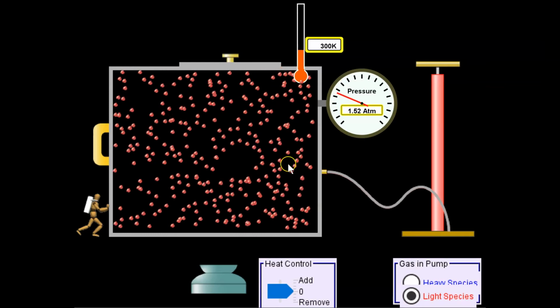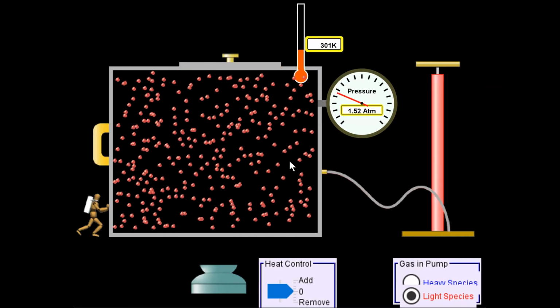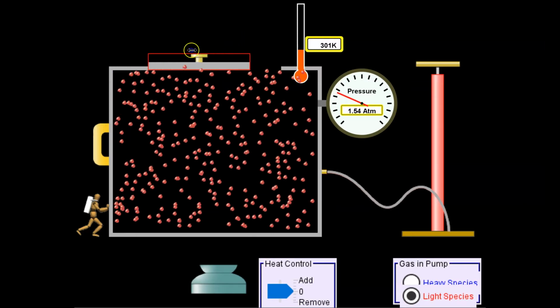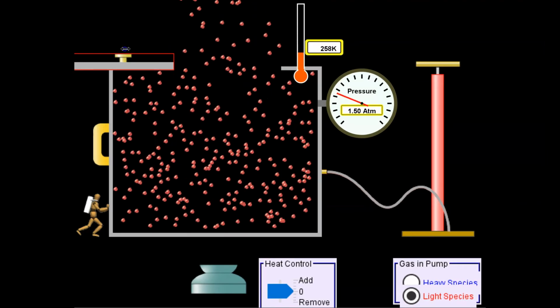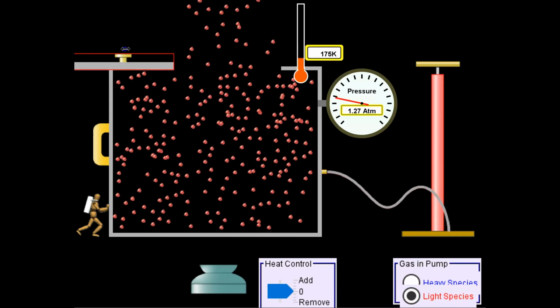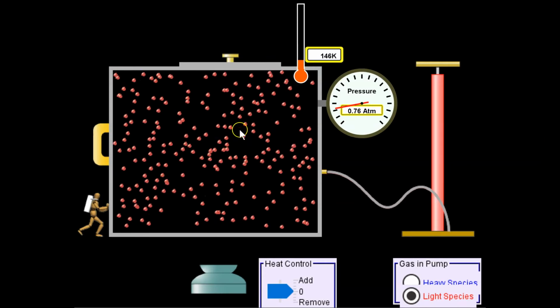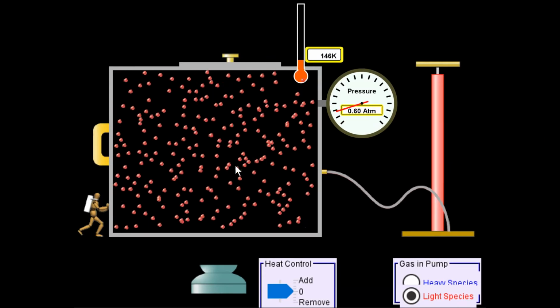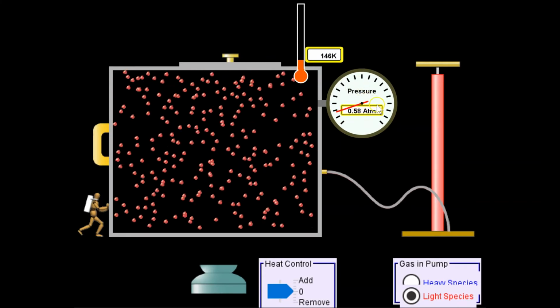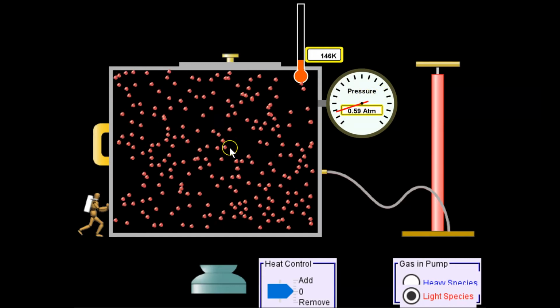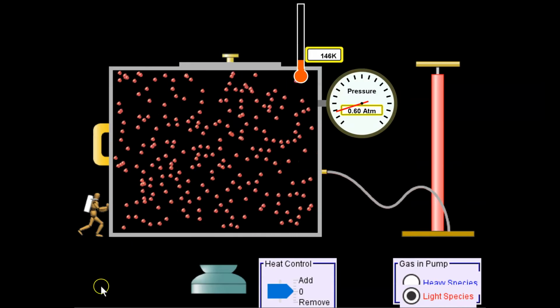Now if I want to decrease the pressure, I need fewer molecules. So I could come up here and open this, and what you're seeing here is that the pressure has decreased because I released the gas molecules. The pressure has decreased because I decreased the number of gas molecules.